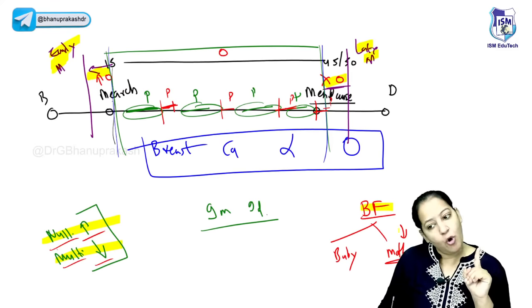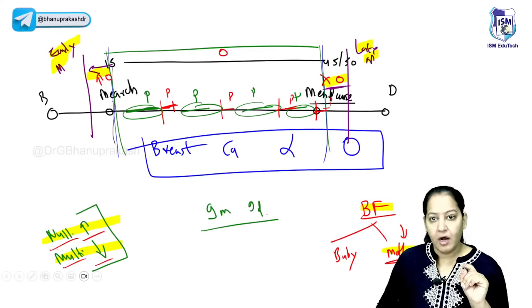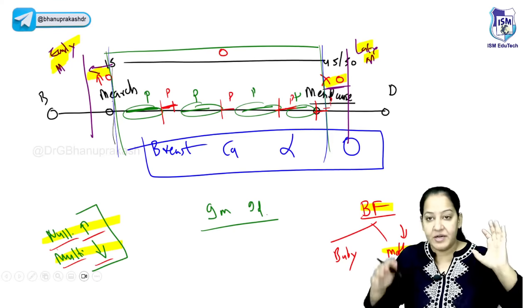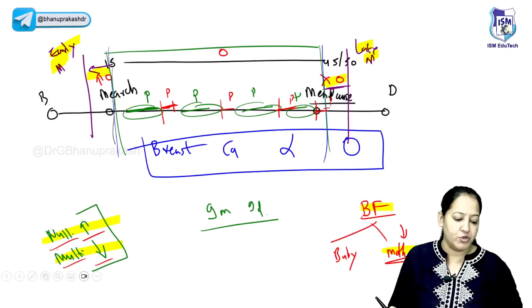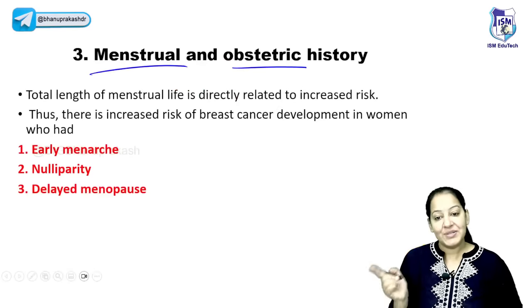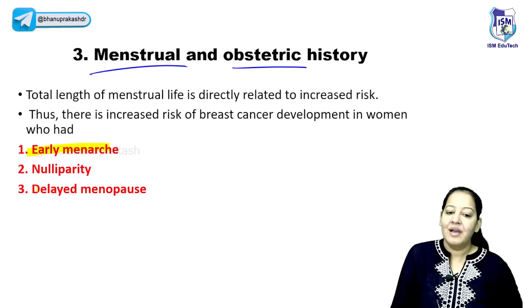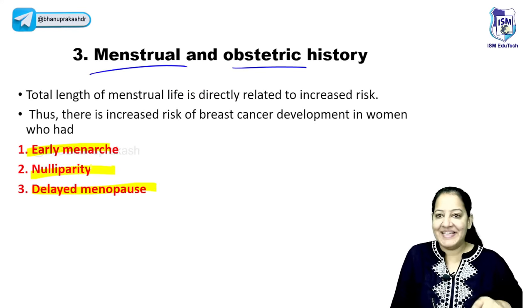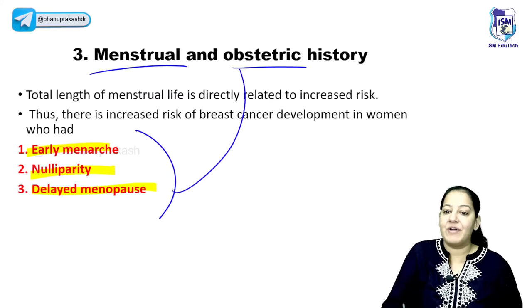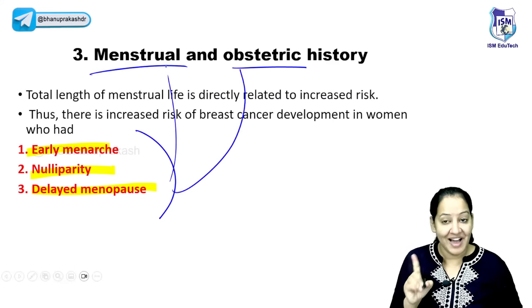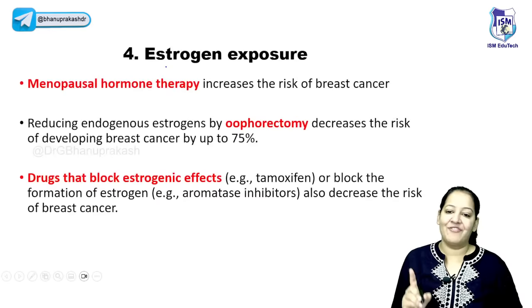And breastfeeding always reduces the chance of breast cancer. During breastfeeding, the progesterone exposure reduces the total estrogen exposure. How many of you got it? So this is how the menstrual and the obstetric history is important. So early menarche, late menopause and nulliparity, these are the risk factors for breast cancer. I hope you all got it.